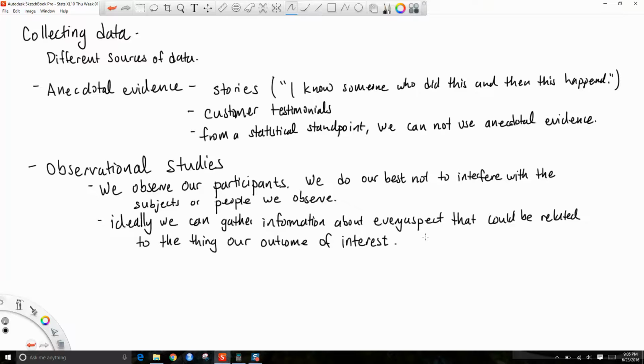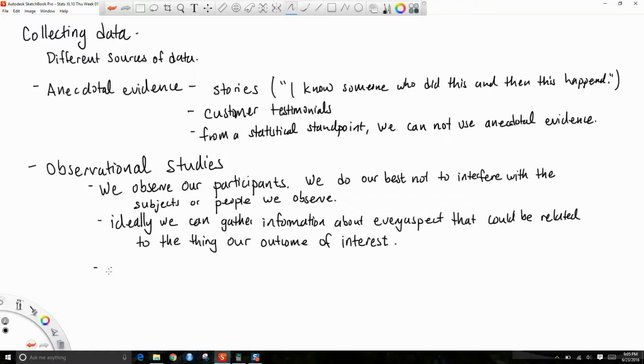Probably the thing we're most interested in would be the exact diet that these people are eating. But if anyone's tried to log calories or count calories for an extended period of time, it's a lot of work writing down exactly every single thing that you've eaten, okay? And so there's a balance between how much information you can collect and how much work it is to collect this information, okay?